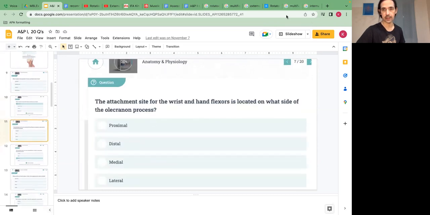The attachment for the wrist and the hand flexors is located on what side of the olecranon process? The olecranon is in the elbow. Flexion is this way. The attachment is on which side? Place your hand around and feel. Is that on the proximal or distal? Well, it's kind of the distal, but more importantly, it's the medial versus the lateral. If I turn my hand this way into the anatomically correct position, it's the medial versus the lateral.